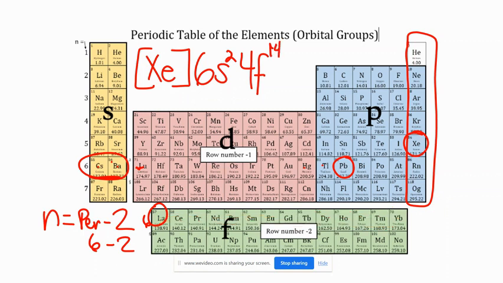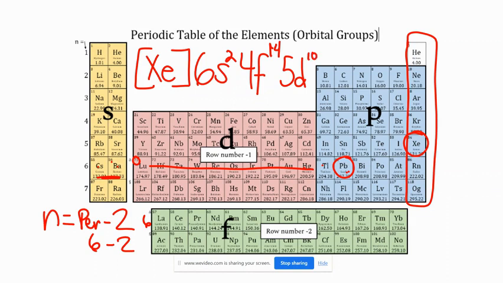After 70 comes chutes and ladders. After 70 is 71. There you go. So I'm going to go up to 71 now. What is my N value for this section? 5, because it's period minus 1. What is my block? D. And how many do I need? I need all 10 of them to get to here, yes?